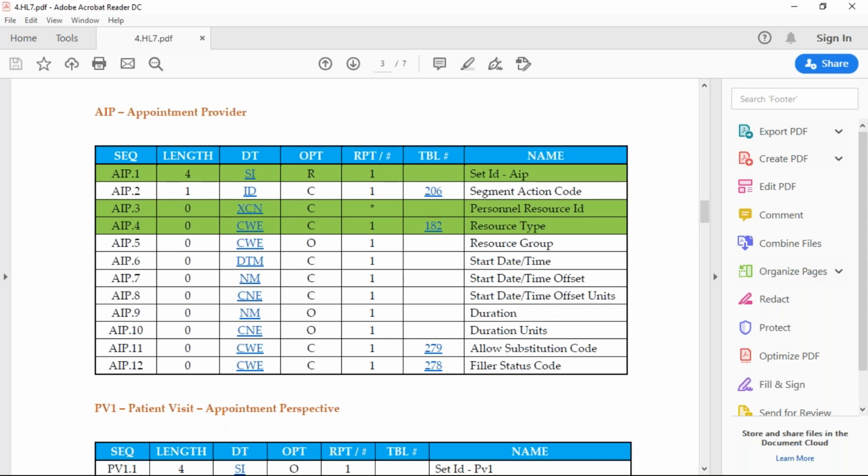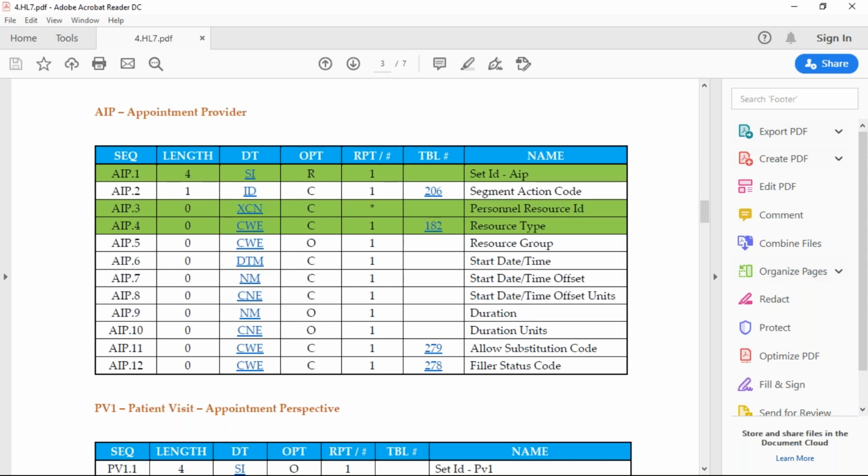Okay. So let us say appointment is being scheduled for an orthopedic provider. Then that orthopedic provider's ID will be sent in AIP3, and AIP4 will be the resource type, which is provider. What is the significance of resource type? We'll get to know when we look at AIG. So whenever we have to schedule an appointment in a doctor's name, then we will have AIP.